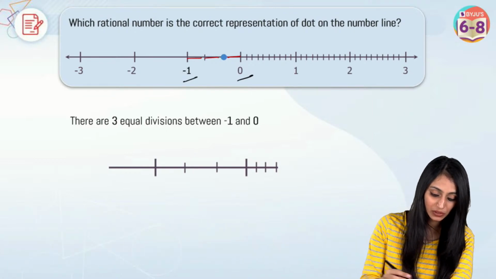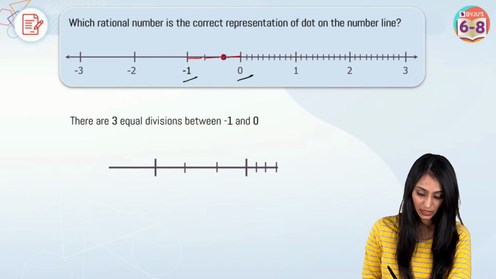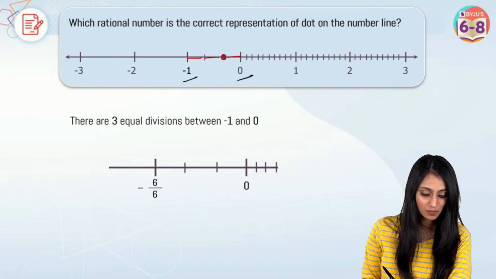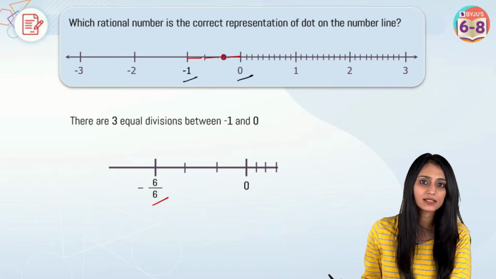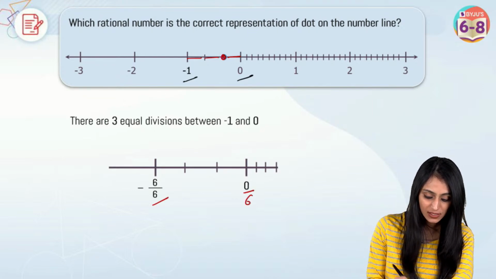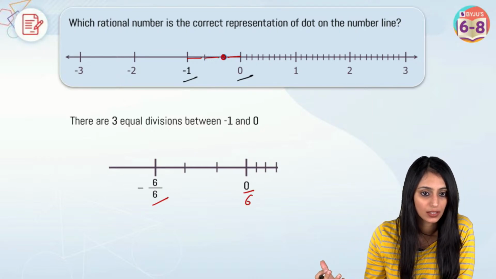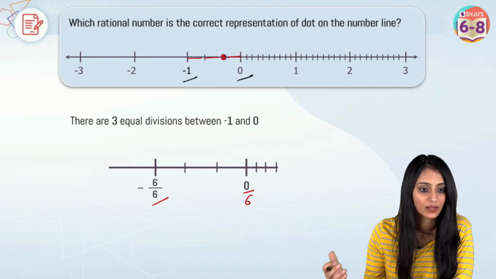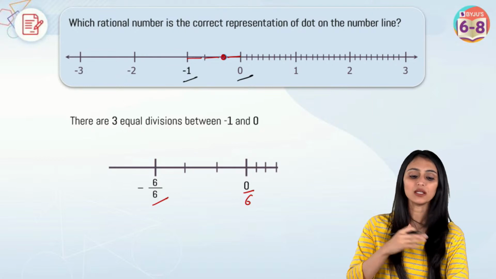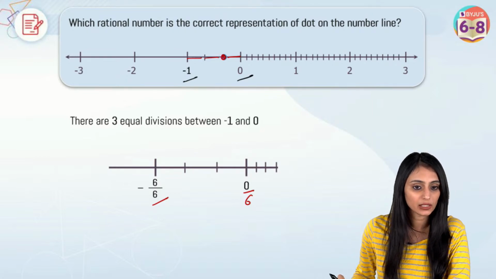We have to tell which number this dot is actually representing. So I can write this minus 1 as minus 6 by 6, right? And 0 could be written as 0 by 6. I'm writing by 6 so that you do not have any confusion. Yes? All right. Yes, Priyanka. See, I'm explaining this. Whatever confusion you have, I'm sure you will understand this question.